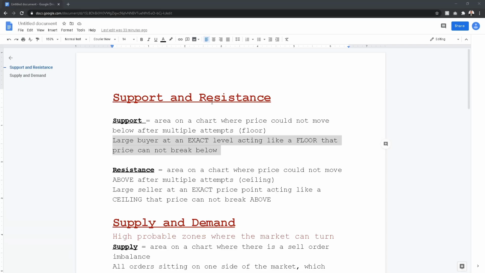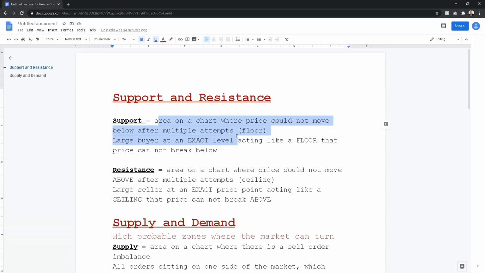So support and resistance is pretty much a tool that every technical trader knows, whether you're talking about a candlestick chart, bar chart, whatever the case may be. Support and resistance is the number one tool, the number one term that I know a lot of traders use. Support and resistance could be a high, a low, pre-market high, pre-market low. It's just an area on a chart for support where price could not move below after multiple attempts, or even a single attempt. It just acts like a floor.